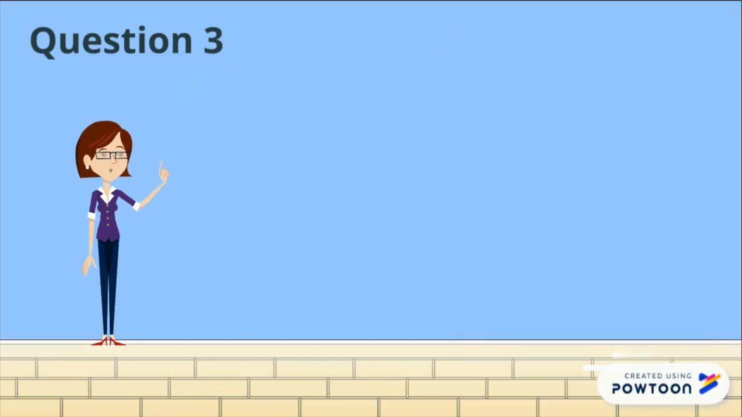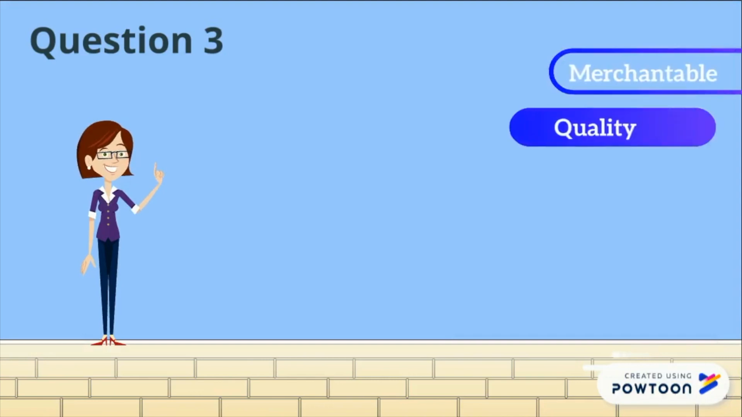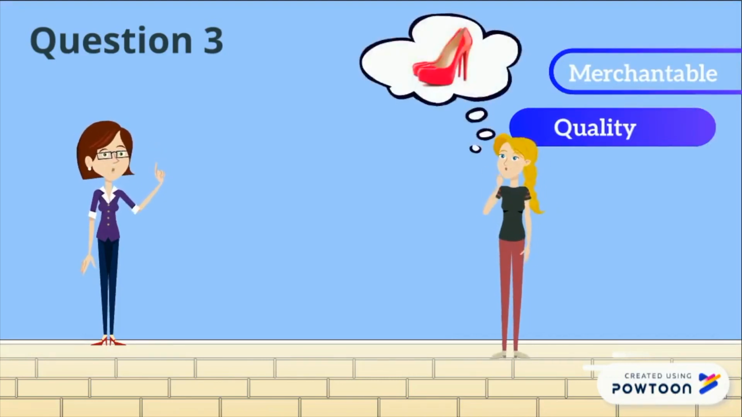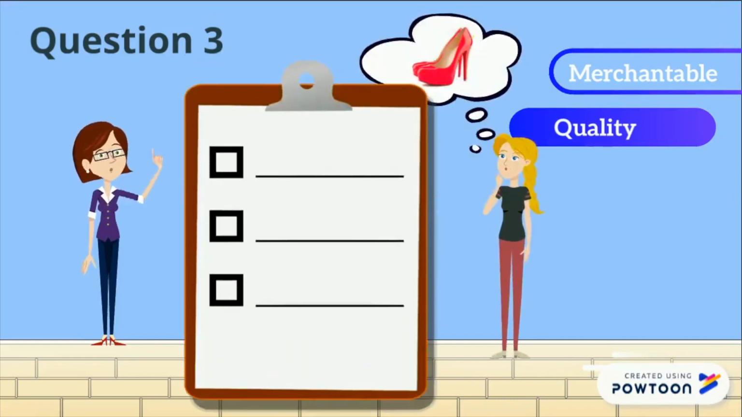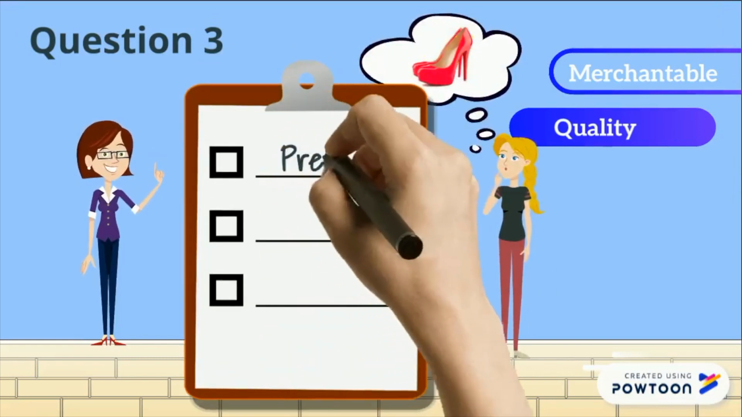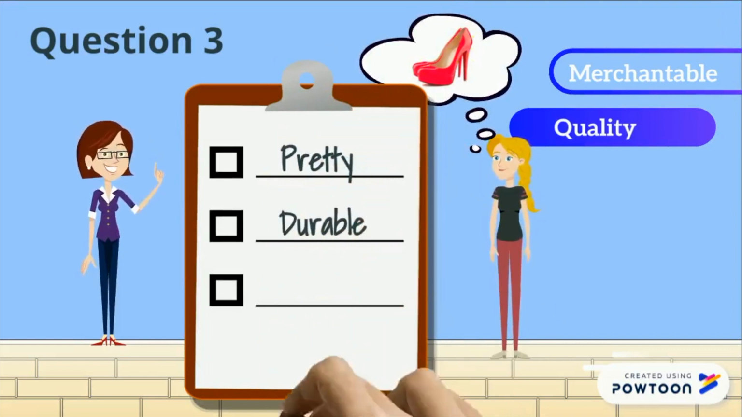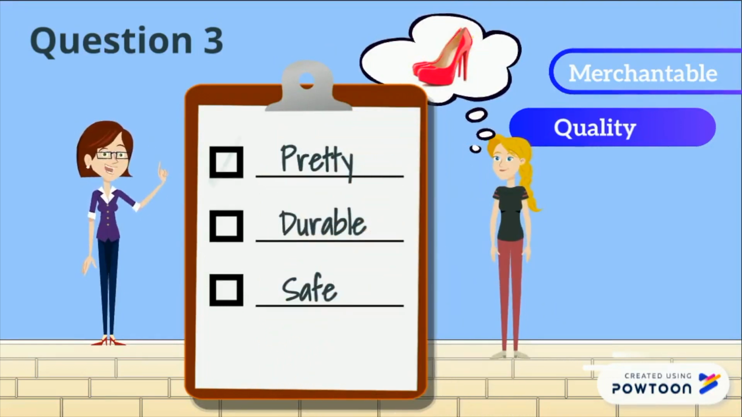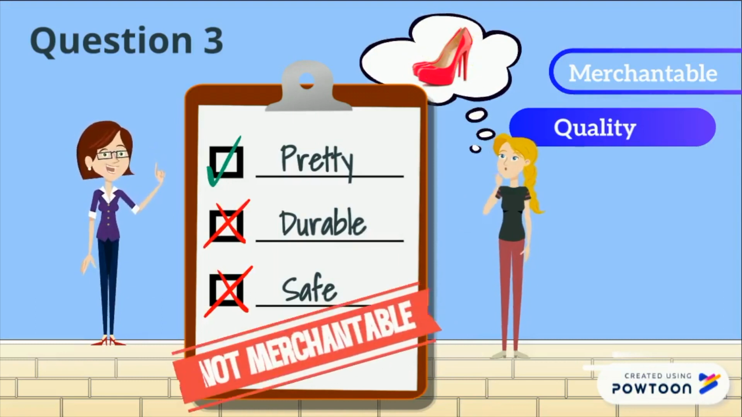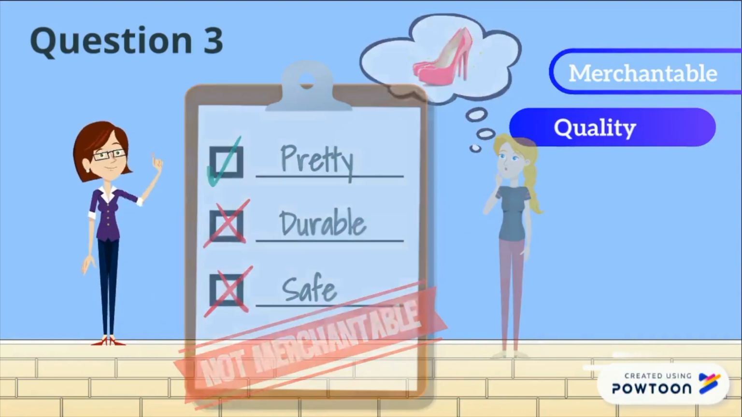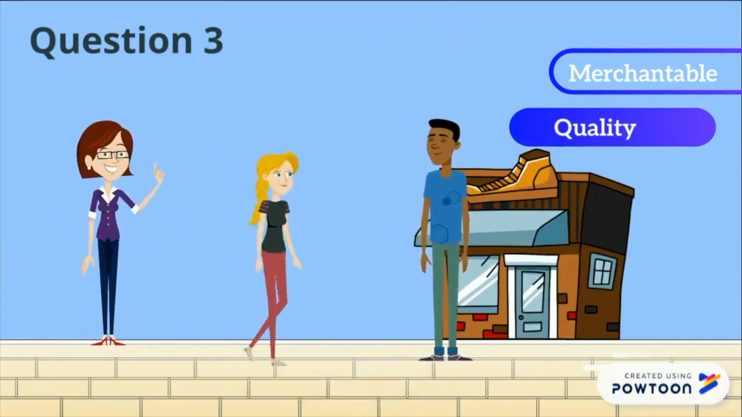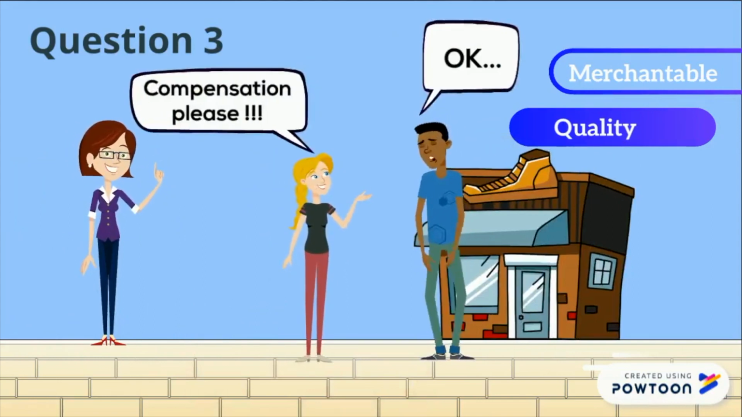Any idea? The answer is merchantable quality. The reason is that if you were Kathy, when you buy a pair of new shoes, you will expect them to be not only of good appearance, but also durable and safe to wear. However, Kathy's shoes had already broken on the second day after she bought them. This shows that the shoes have failed to meet a satisfactory standard and are not merchantable. Kathy can then use the rule of merchantable quality to claim compensation from the seller.